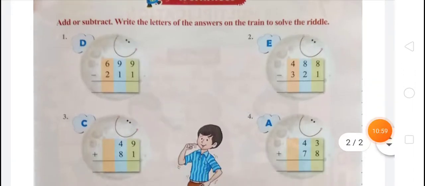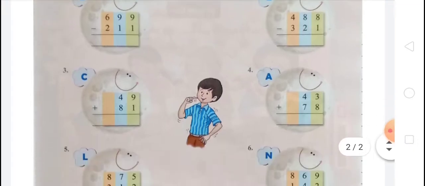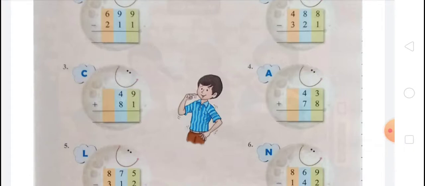And after that, 9 minus 1 equals 8, and 6 minus 2 is 4. So that is 488 first. Question number 2. 8 minus 1 is 7. 8 minus 2 is 6. 4 minus 3 is 1. And after that, question number 3. Sorry, that is addition.